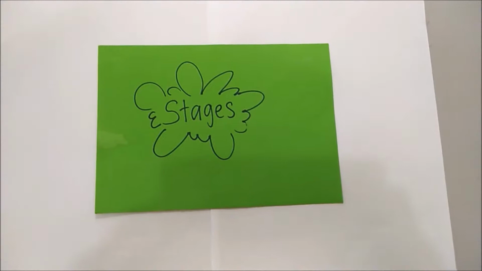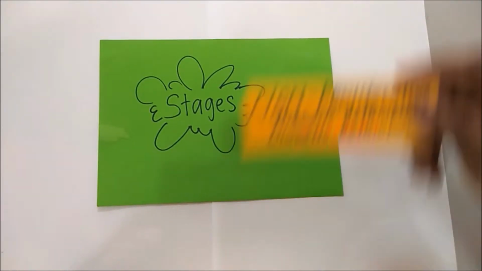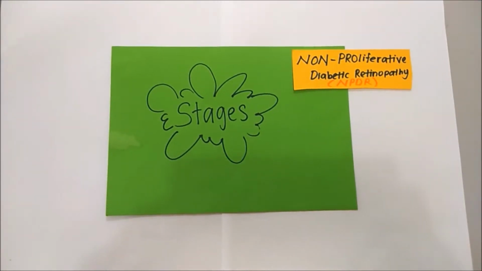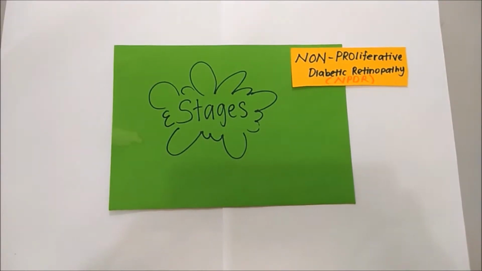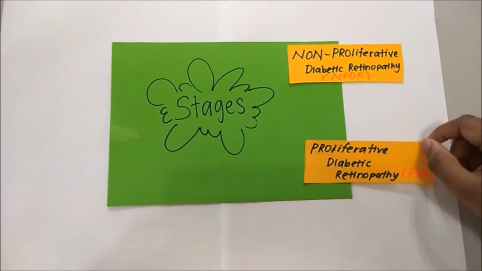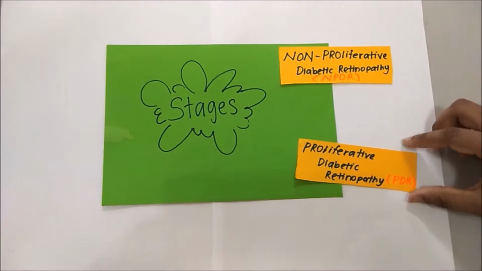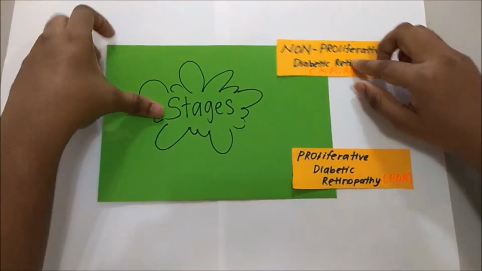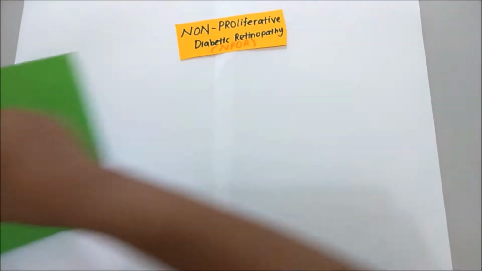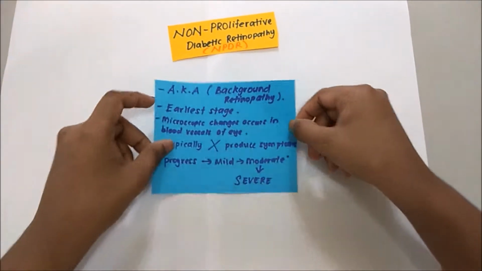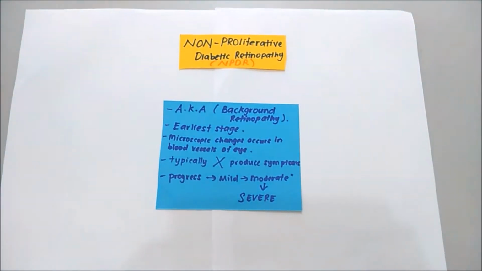Two stages of diabetic retinopathy. First is non-proliferative diabetic retinopathy, also known as NPDR. And second is proliferative diabetic retinopathy, known as PDR. So non-proliferative diabetic retinopathy is also known as background retinopathy.